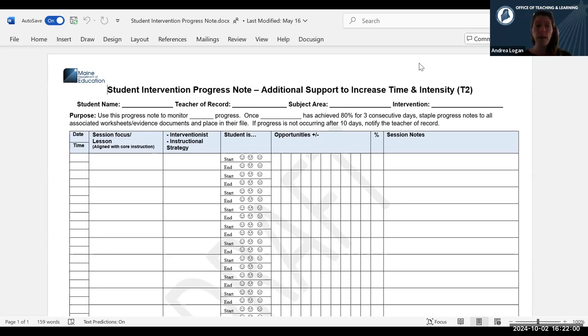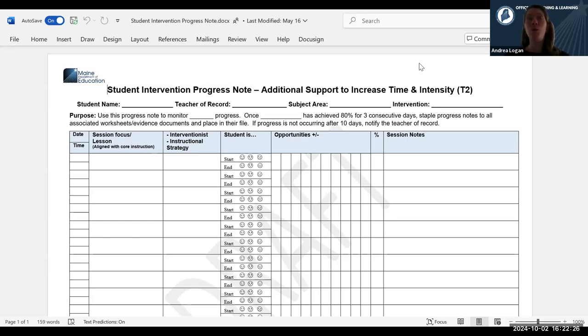And so, like I said, everybody in the class gets one. And the purpose is you're going to use this note to monitor a student's progress. And then once that student has achieved 80% of that skill or that content over 3 consecutive days, you're going to staple the progress note to the work that's being done, and then you're going to keep it in a file. This particular school used what they were calling the black box method.